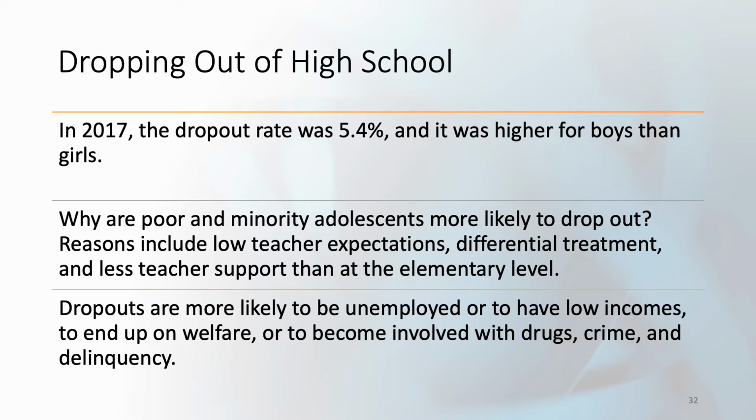Likewise, dropping out of high school has gender differences. In 2017, the dropout rate was 5.4%, and it was higher for boys than girls. We can ask ourselves, why are poor minority adolescents more likely to drop out? Reasons include low teacher expectations, differential treatment, and less teacher support than the elementary level. Again, this is something that many of us would refer to, at the very least, as rather systematic bias.